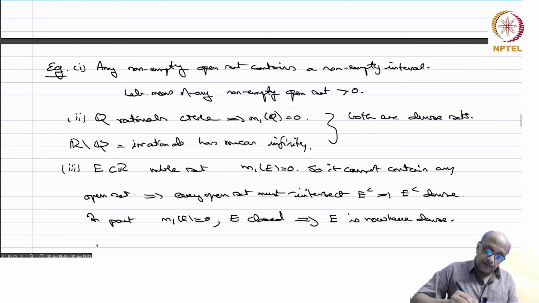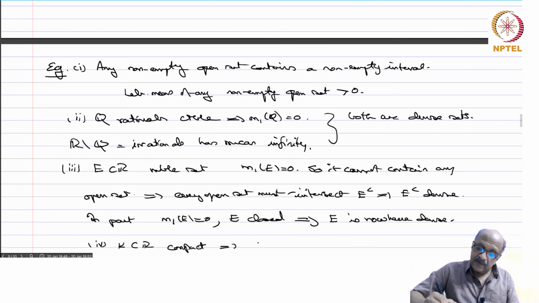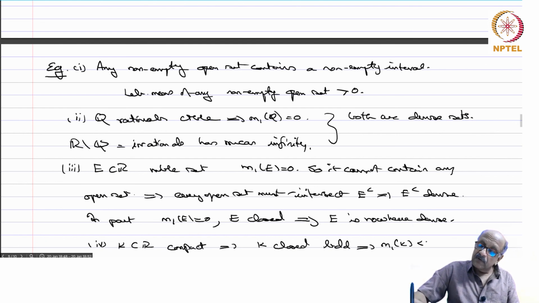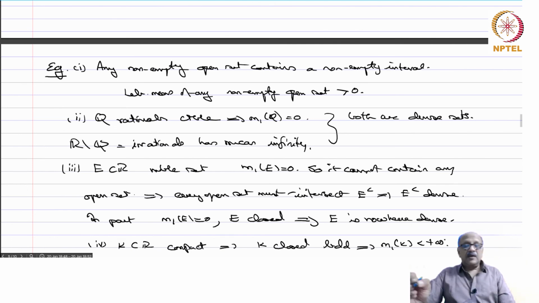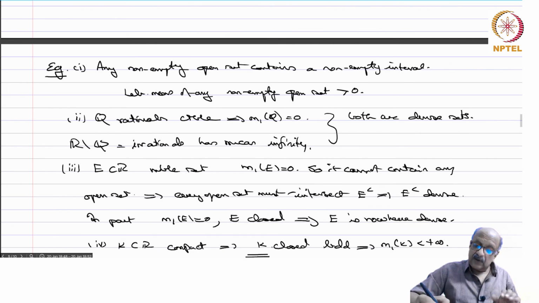And 4, you have K in R compact, which implies K is closed and bounded, which implies M1 of K is always finite. So every compact set has only finite measure. So we will continue the examples next time.